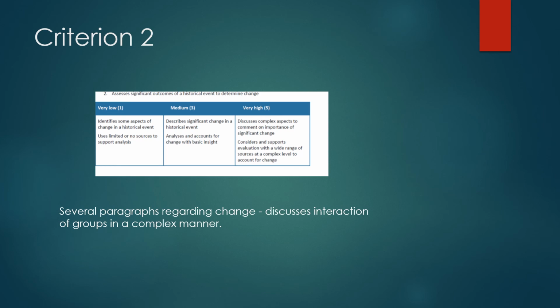Criteria 2 refers to change: discusses complex aspects to comment on the importance of significant change, considers and supports evaluation with a wide range of sources at a complex level to account for change. So there are several paragraphs in the essay regarding change. It discusses the interaction of groups, which leads to the complexity, and it supports the discussion with references.